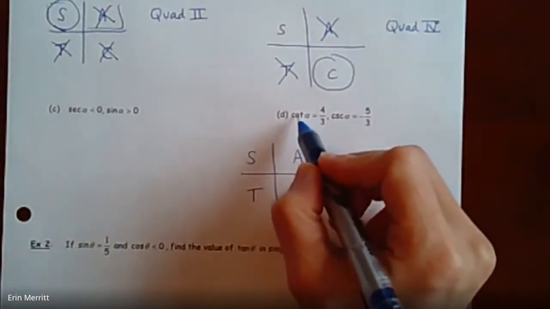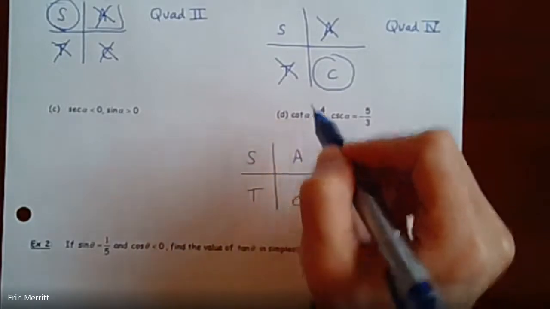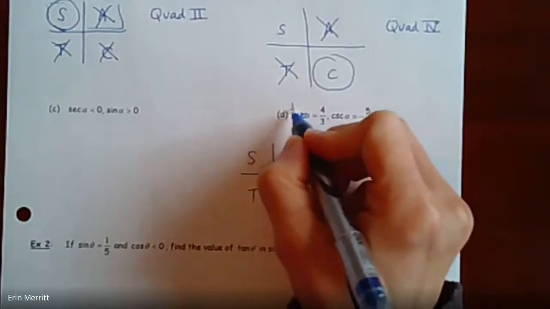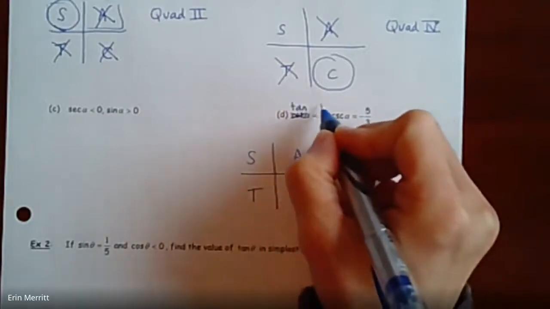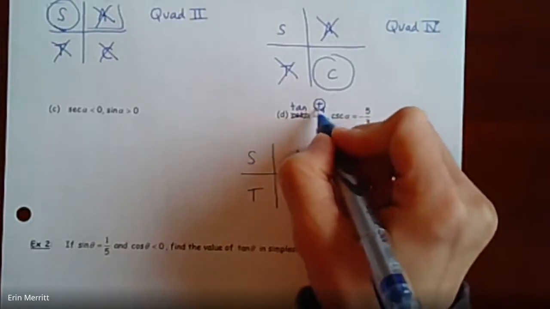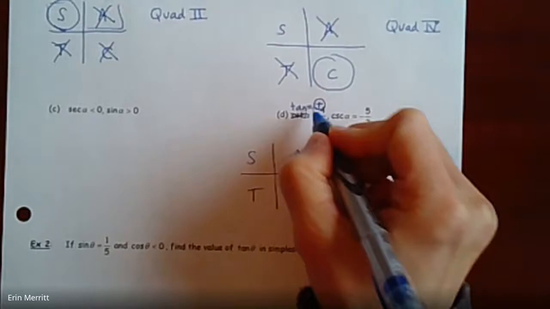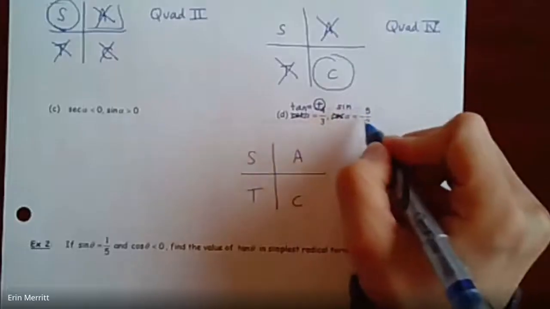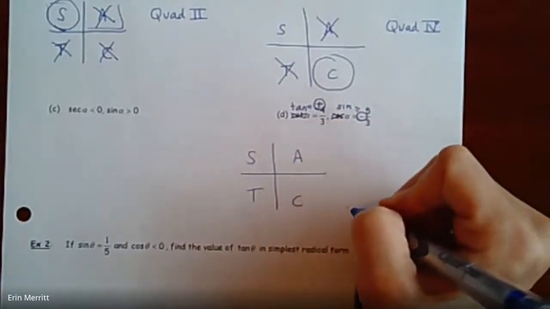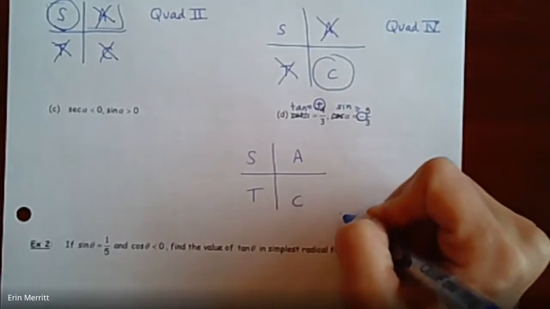So if cotangent is equal to positive 4/3, what I really need to take away from that is that tangent is going to be positive. It'd be a positive 3/4, but I don't care about that. I just care that tangent will be positive. Right? Cosecant, that's the reciprocal of sine. So sine is going to be negative. That's what I care about. It'll be negative 3/5, but again, I just care about the sign of it, the plus or the minus.